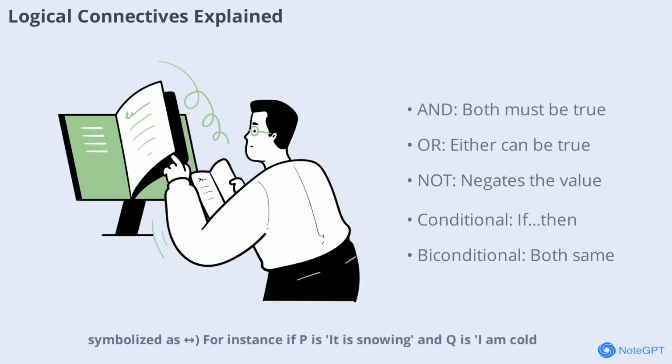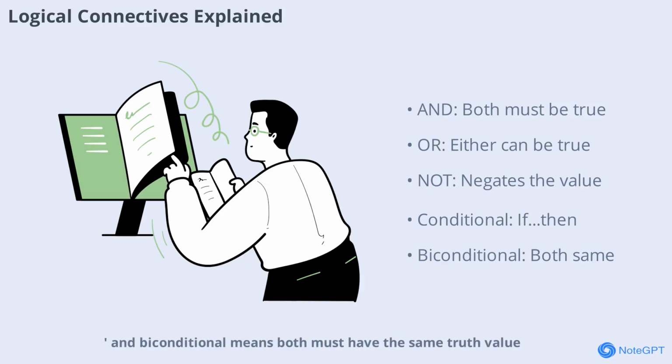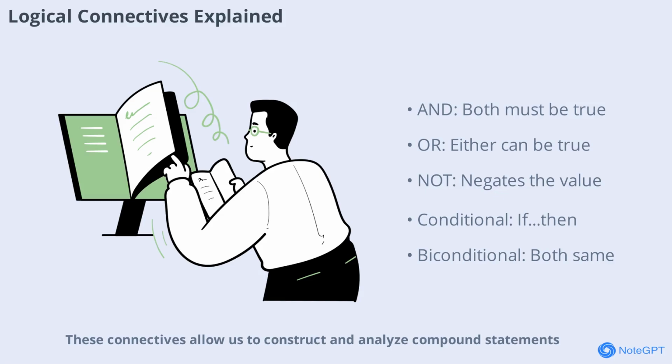For instance, if P is "it is snowing" and Q is "I am cold," then P and Q means both are true. If either P or Q is true, P or Q is true. Negation simply flips the truth value. Conditional statements express "if P then Q," and biconditional means both must have the same truth value. These connectives allow us to construct and analyze compound statements.